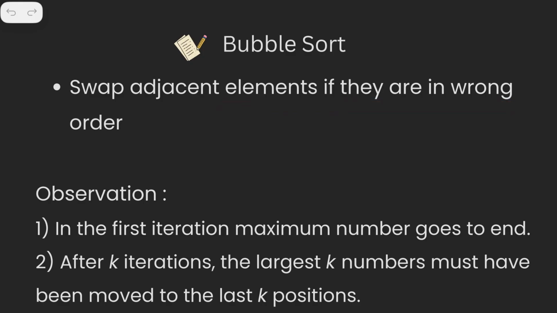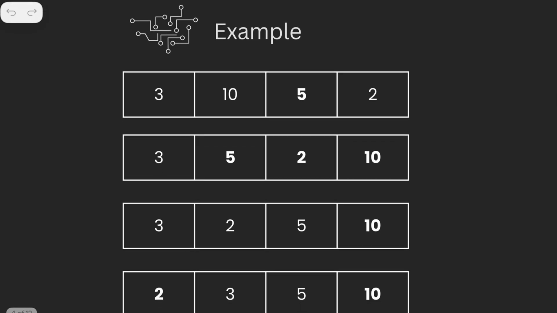So why exactly are we doing this particular operation? The operation is based on the observation that if we iterate the whole array and keep on swapping the numbers which are not in correct order, then the largest number will reach the end of the array. So by the first iteration, the maximum number will go to the end. After k iterations, the largest k numbers will be at the last k positions. Let's look at an example for better understanding.